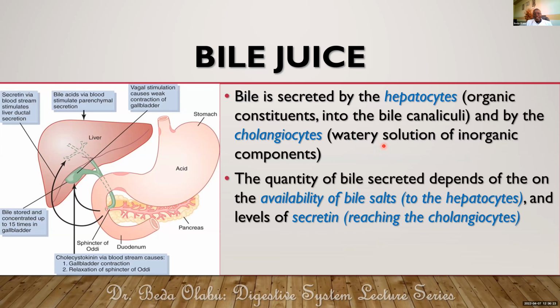The quantity of bile secreted depends on a number of things. Two major factors determine the quantity of bile produced. The availability of bile salts. Usually bile salts circulate in the bloodstream. They go to the liver. From the intestine, they're taken back to the liver. We're going to talk about what we call enterohepatic circulation.